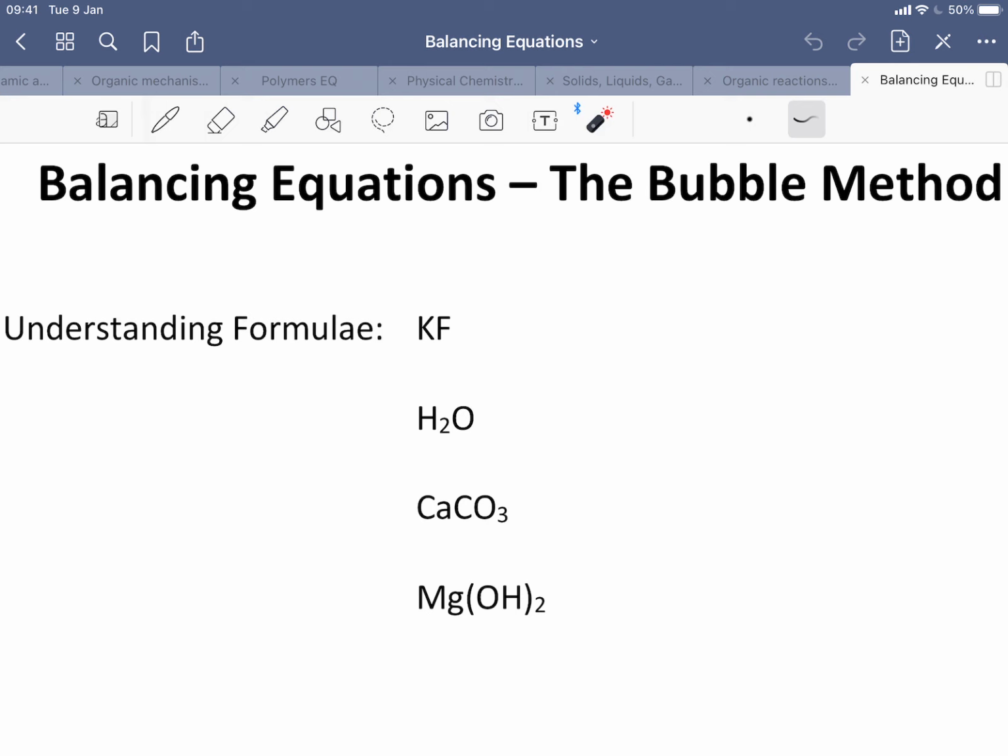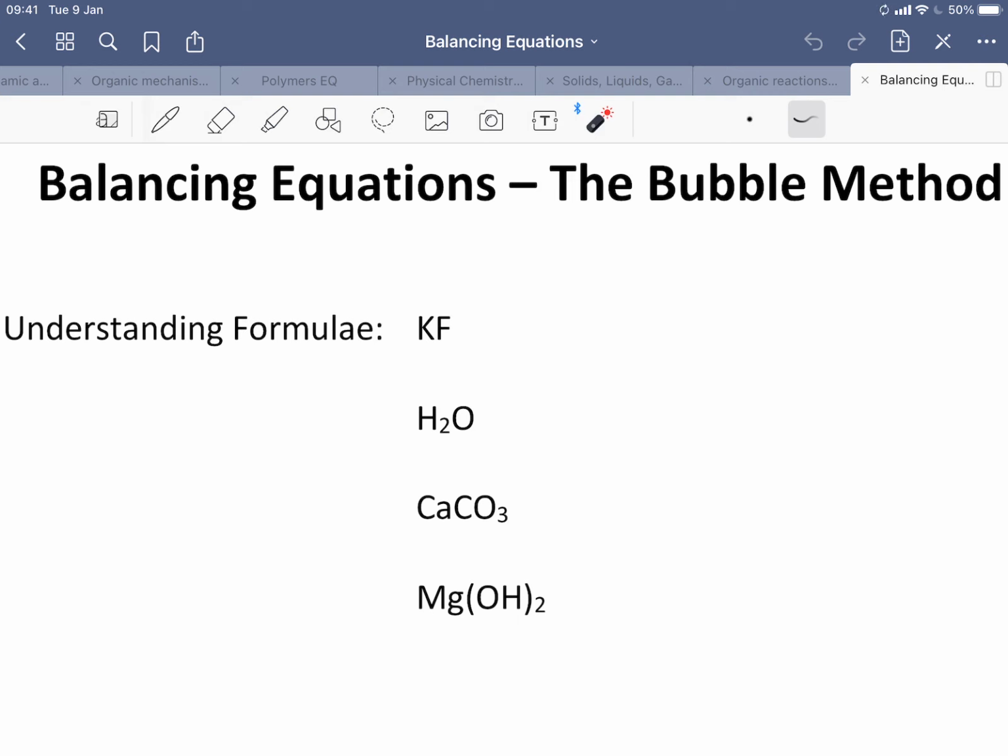Okay, in this short video, we're going to consider how we can go about balancing equations, and we're going to do this by following a method called the bubble method. Now, before we talk about the actual balancing of equations, before we look at the bubble method itself, one of the things that we've got to absolutely do is make sure that we completely understand formulae.